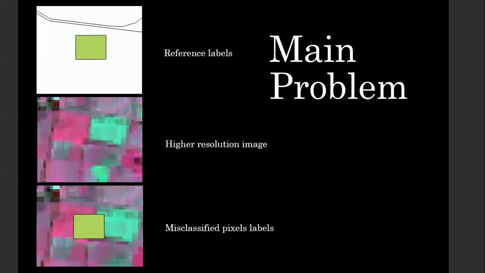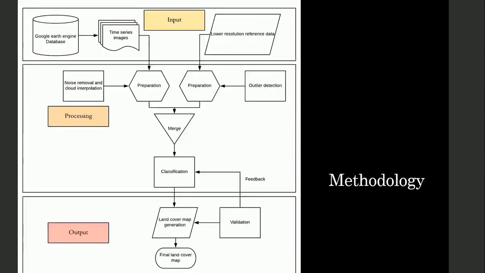So as discussed, the main problem is this: let's say we have this green rectangle at a resolution of 250 by 250 meters corresponding to a single pixel. But when we have information at a higher resolution, a single pixel corresponds to 30 by 30 meters. So as you see, when we superimpose these two images, we don't get all the pixels corresponding to the same label. This is the problem of misclassified pixels, and we need to devise an outlier detection and removal method to correct it.